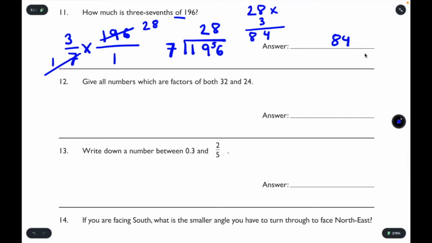Before moving on, we can think, does this sound believable or not? And it does, because 3/7 is less than 3/6. It's less than half. So we want our answer, 3/7 of 196, to be less than half. Half of 196 would have been 98. We were expecting our answer to be a little smaller than 98, so 84 sounds reasonable.